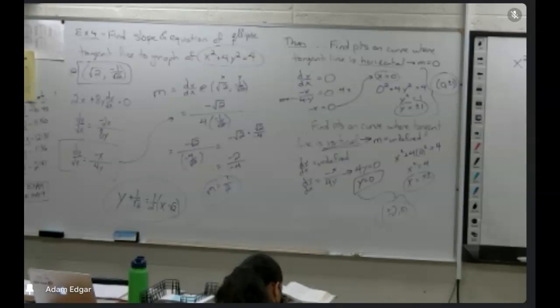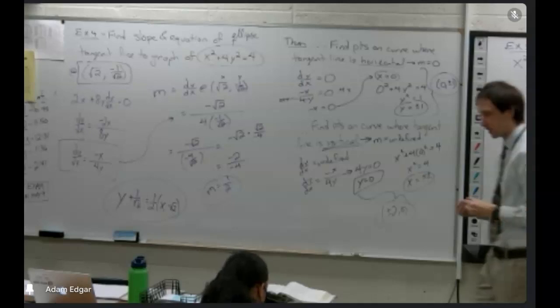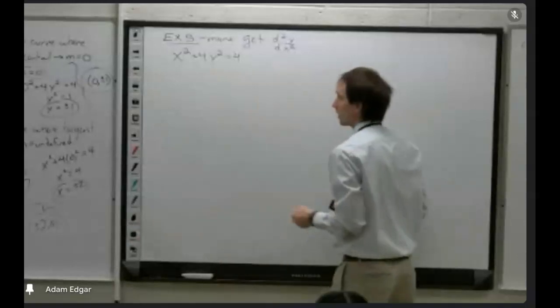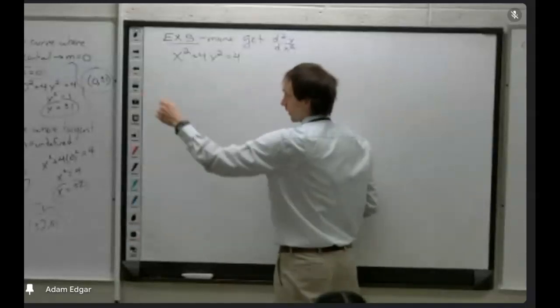One more thing we can do is get the second derivative. So it's just like before. We don't have to stop at the first derivative. We can keep going. So example 5 more. Get the second derivative, d squared y over dx squared. So in order to get the second derivative, what do you need to have first? The first derivative. We already got the first derivative over there, so let's just copy that down.